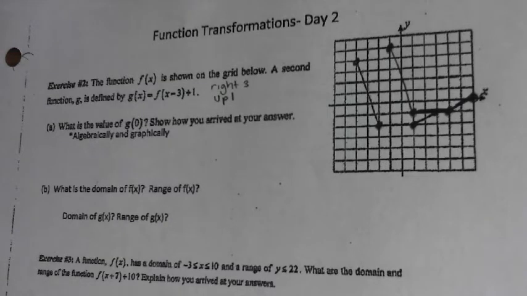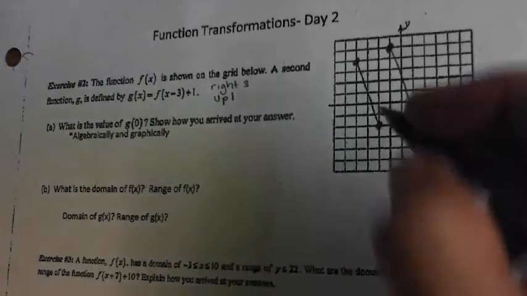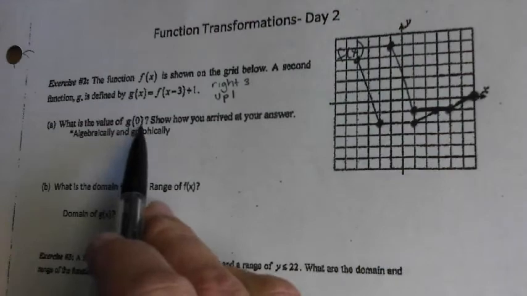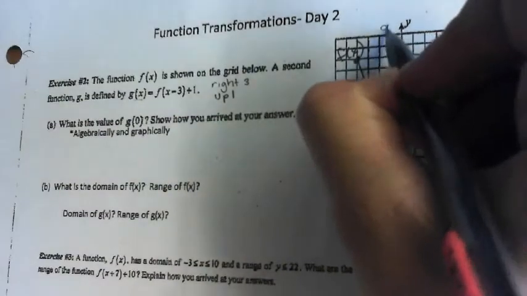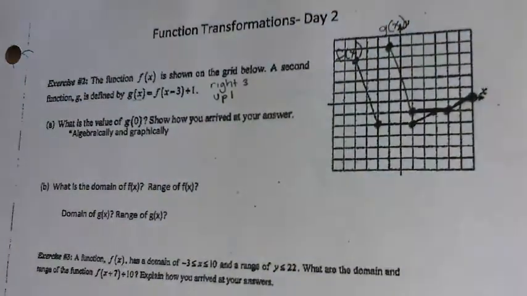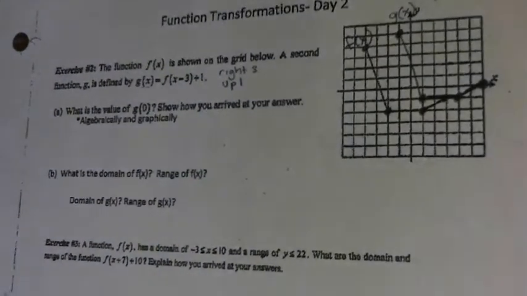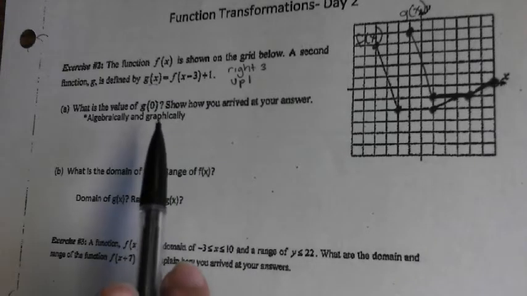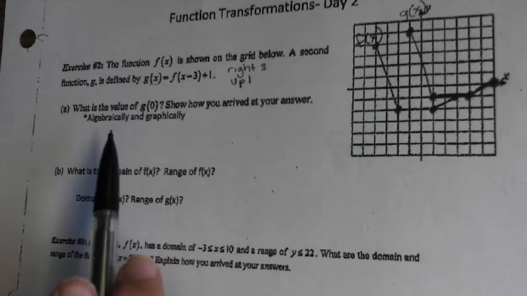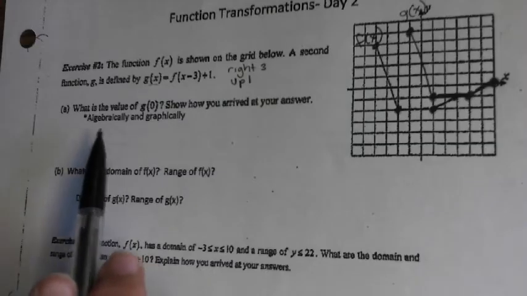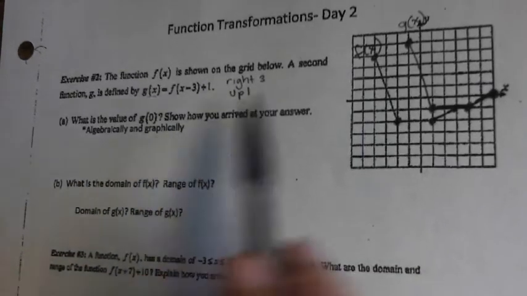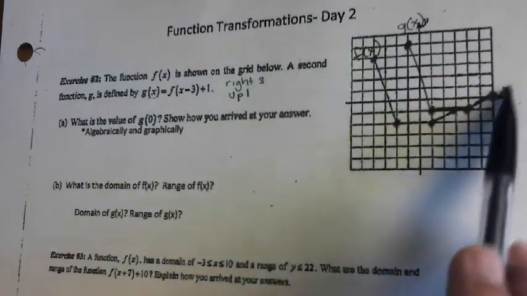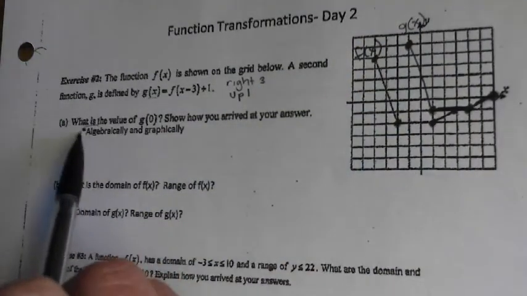All right, so the original graph was f of x. And the new graph is g of x. So I'm labeling those. Part A asks us, what is the value of g of 0? Now, it wants us to show that it works out both ways, so algebraically and graphically. So let's pretend we haven't graphed g of x yet. We'll do it algebraically first.